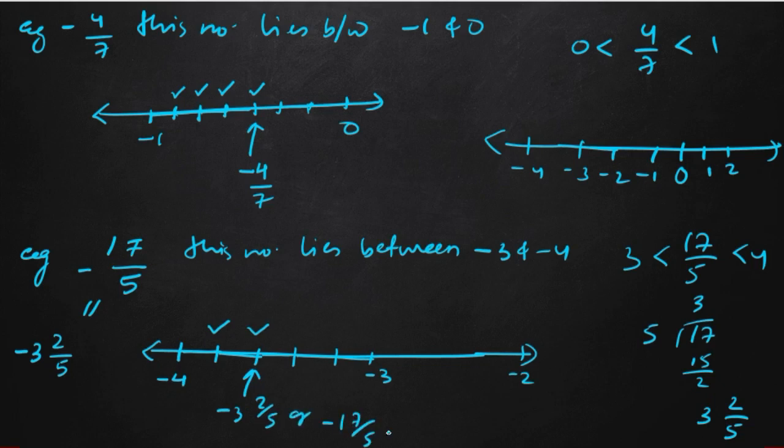So in this way we can represent rational numbers on any number line. Okay, I think it is clear. Next we have our operations on rational numbers. This is very important.